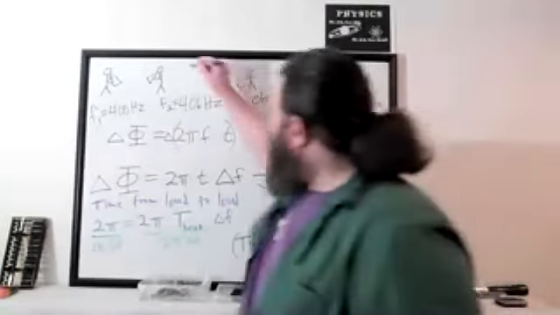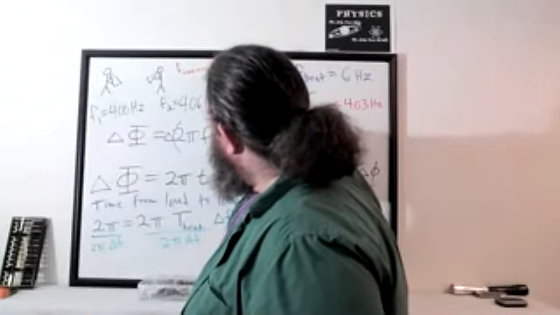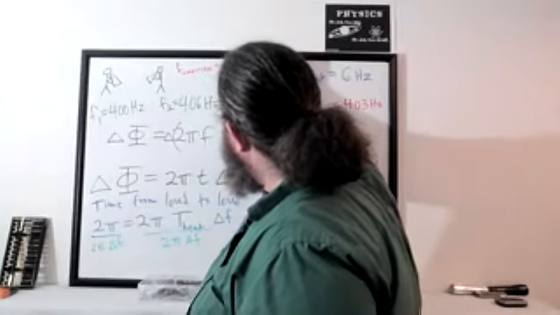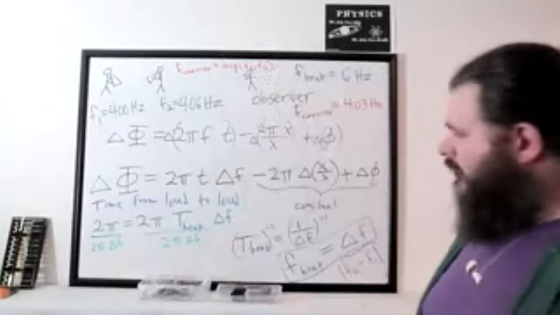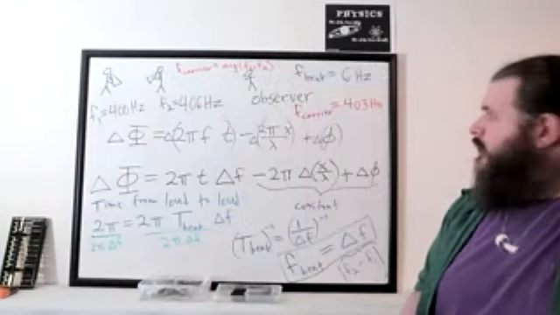So the carrier frequency in general is just the average of F1 and F2. And that tells you the actual note you hear. It's just the average of those two notes.